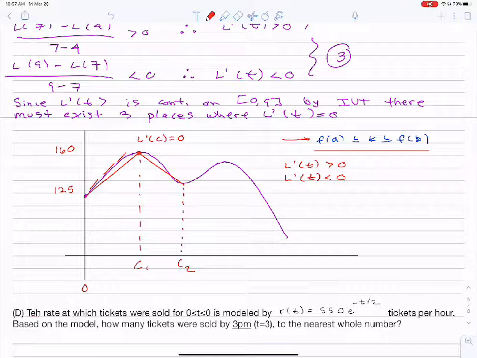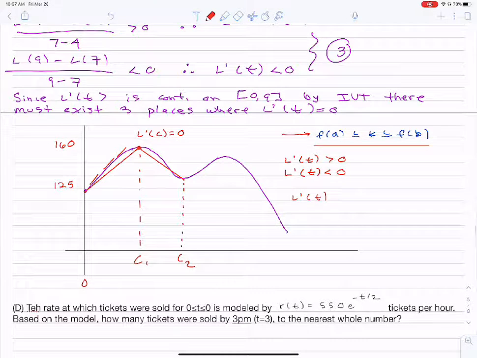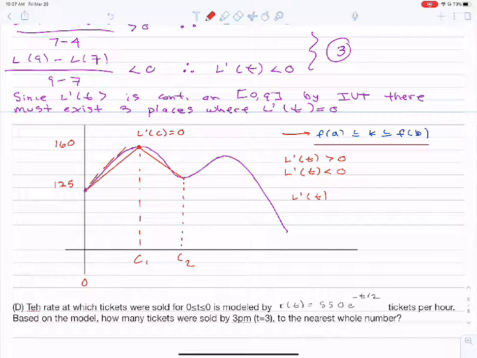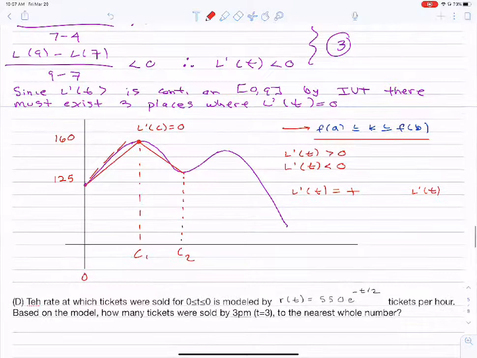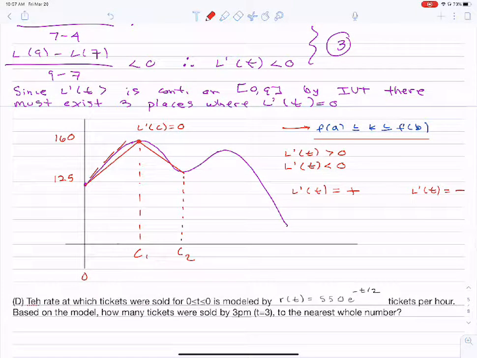And I can say, hey, look, since L prime of t equals some positive number, right? I'm going to shorthand this. I'm going to say equals some positive number. And since L prime of t, from C1 to C2, equals some negative number, then there has to exist some k value in the middle where k equals 0, right? Because you can't go from positive to negative without passing through 0.